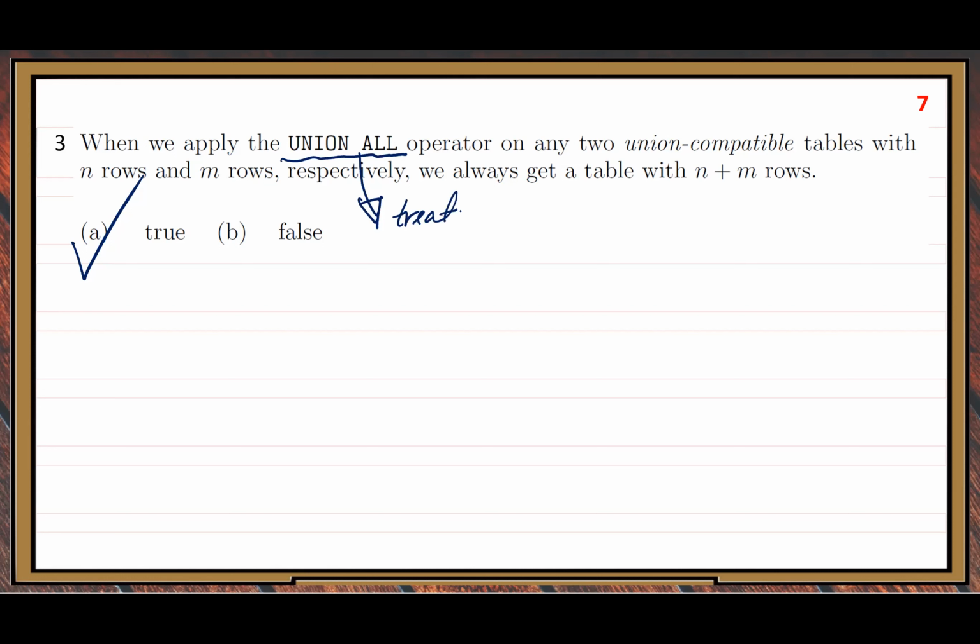treats the duplicate rows as different copies. Because when we use the union all, some of the rows could be duplicate, could have the same tuple values. Although they have the same tuple values, it is treated as copy 1, copy 2, copy 3, and so on.